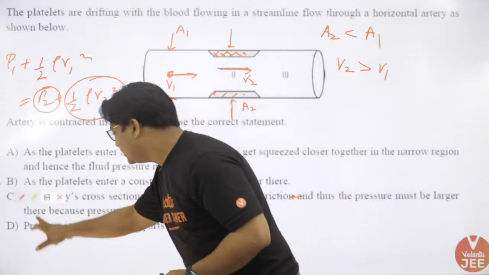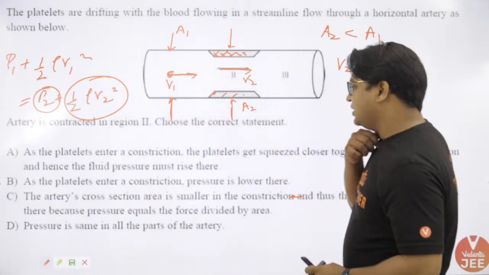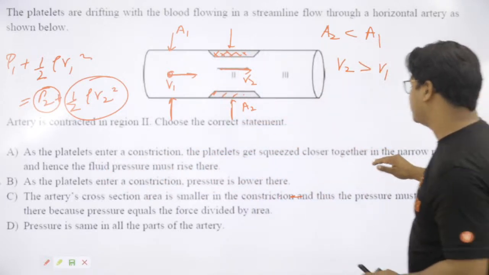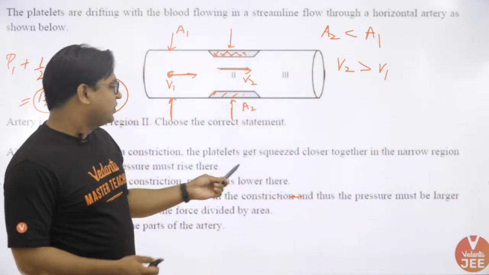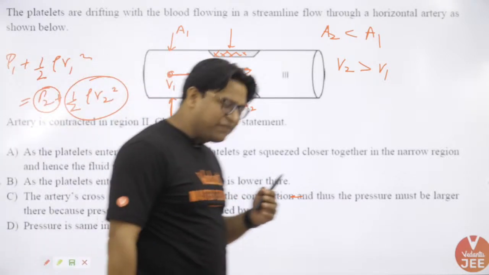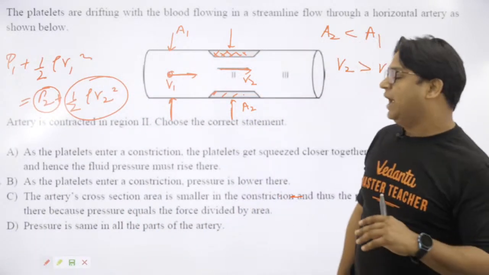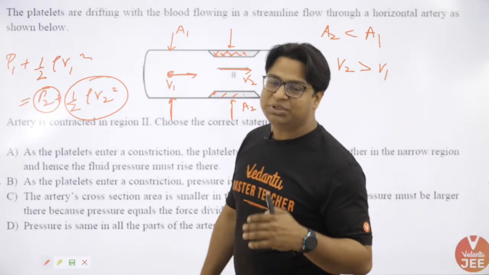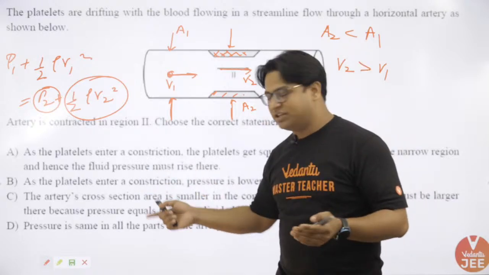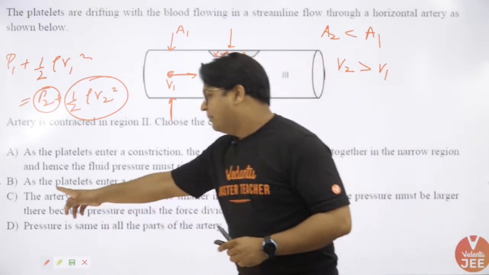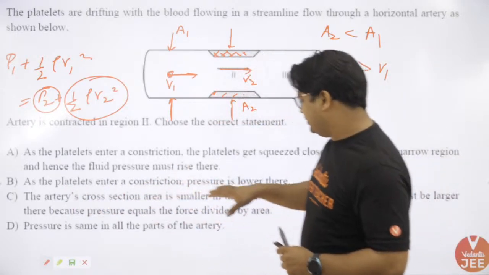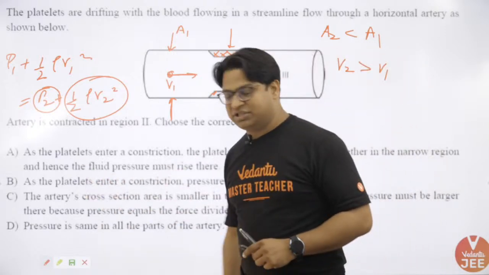So now let's read the options. Option A says as the platelets enter the constriction, the platelets get squeezed closer together, which seems fine, in the narrow region, and hence the fluid pressure must rise. They have given a statement which seems correct, but they have considered it to be the argument in favor of the increase of pressure. The pressure doesn't increase, so the statement is incorrect. All right. Option B says as the platelets enter the constriction, pressure is lower there. Pressure is lower there.